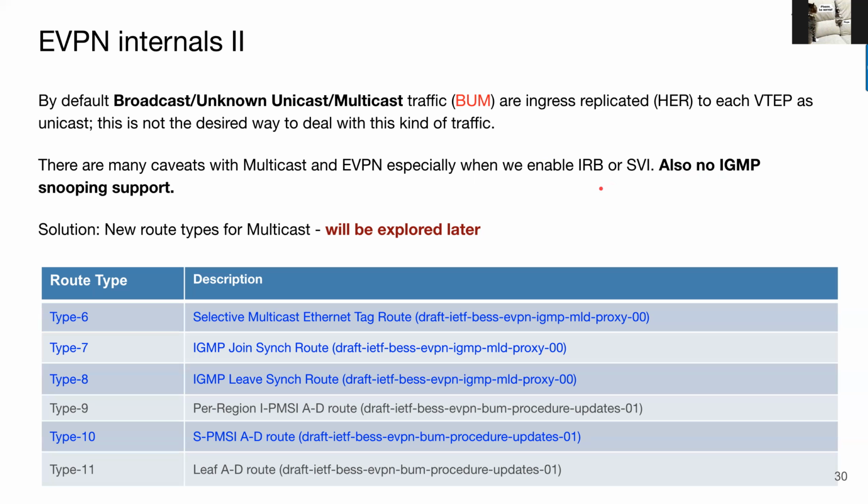So what we have is new route types for multicast. We won't get into this, but just be aware that route types 6 through 11 provide us control plane state for IGMP snooping and for PIM.